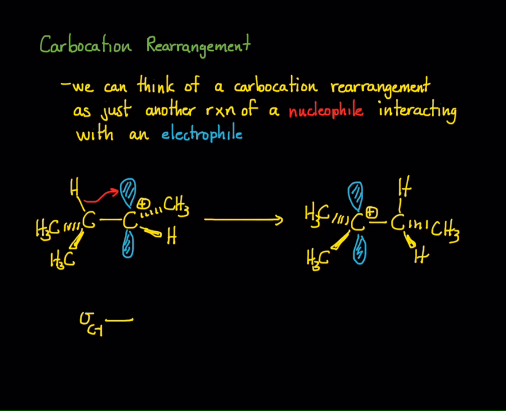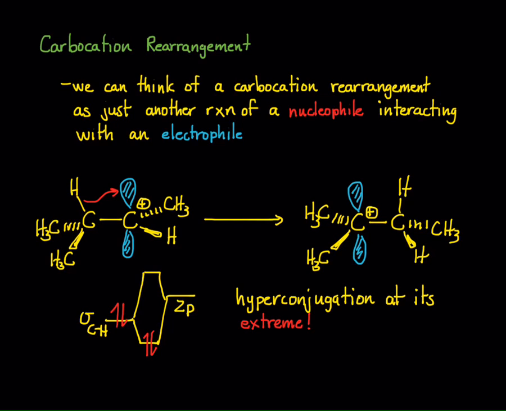So what's happened? Well, again, we can think about the diagram of that sigma carbon-hydrogen bond interacting with the empty 2p orbital, and we know that the sigma bond has two electrons, and the 2p orbital is empty, so we have this mixing of a filled orbital with an empty orbital to produce two new orbitals, right? Stabilization. But the effect is that that stabilization produces a different carbocation that is more stable. And so we can think of this as what I call hyperconjugation at its extreme, right?